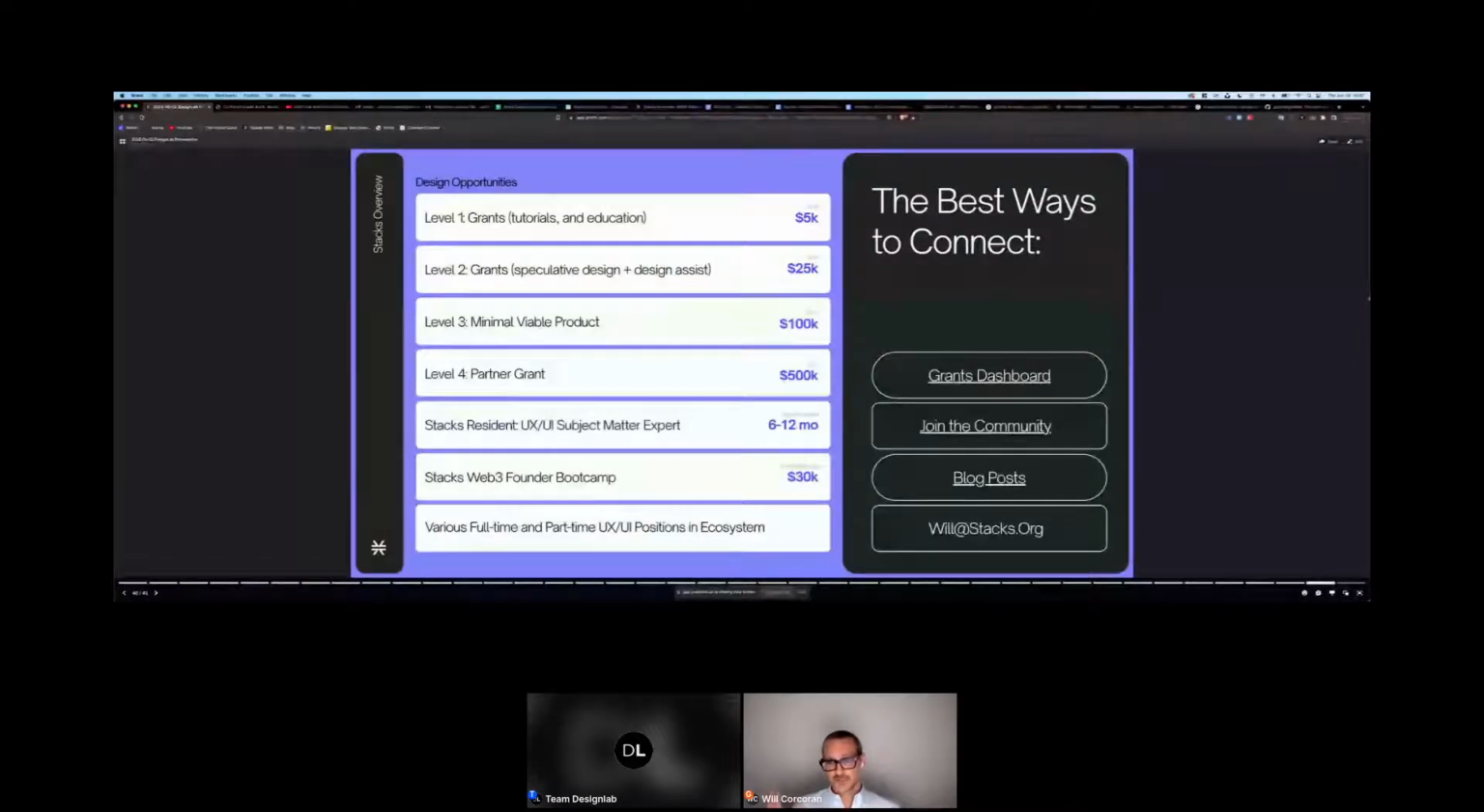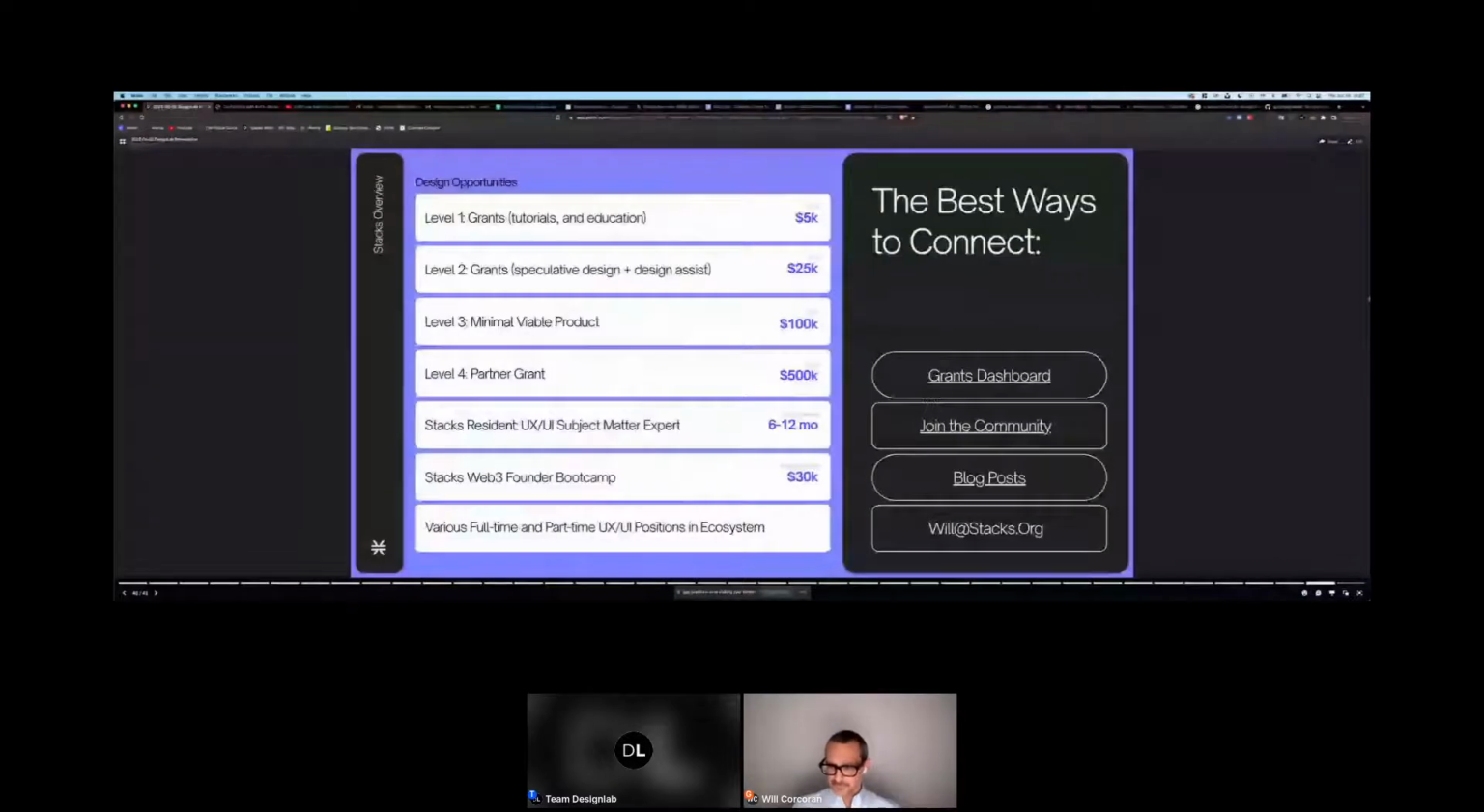Yeah, so these are some of the design opportunities that we feel are available to you. So come in, get a small grant, make tutorials, education, that level of a grant. Come back, do speculative design or assist a team design. That could be a grant up to $25,000. Make a minimal viable product. That could be a grant up to $100,000. Probably come back after the accelerator for the big one of $500,000, but that would be a partner grant that's available to you. There's residencies that are available to you, and then the value of the Founder Bootcamp is about $30,000, and then there's the accelerator that I mentioned. We also have various full-time and part-time employment opportunities throughout the ecosystem.